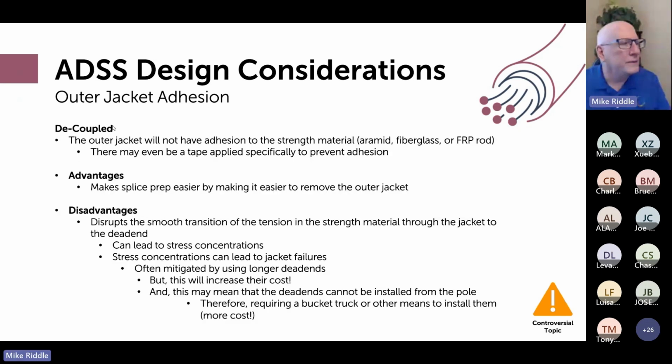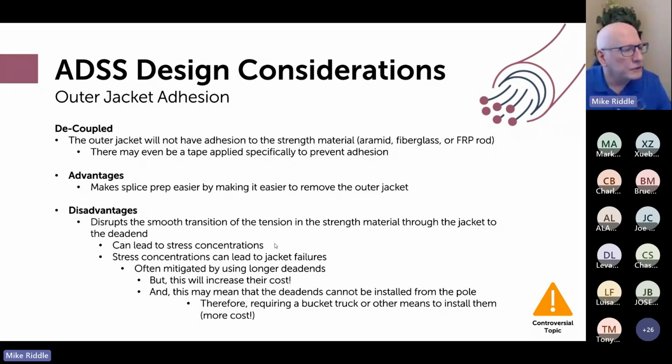jacket. So in a decoupled design, you don't have any adhesion, and in fact, you might even apply a tape over the core, specifically to prevent any adhesion. I say apply a tape over the core or the strength element, whatever it is. But in any event, if you do that, it's specifically to prevent there being any adhesion. That does make splice prep easier, but it disrupts the transition of the tension from the strength material through the jacket to the dead end.